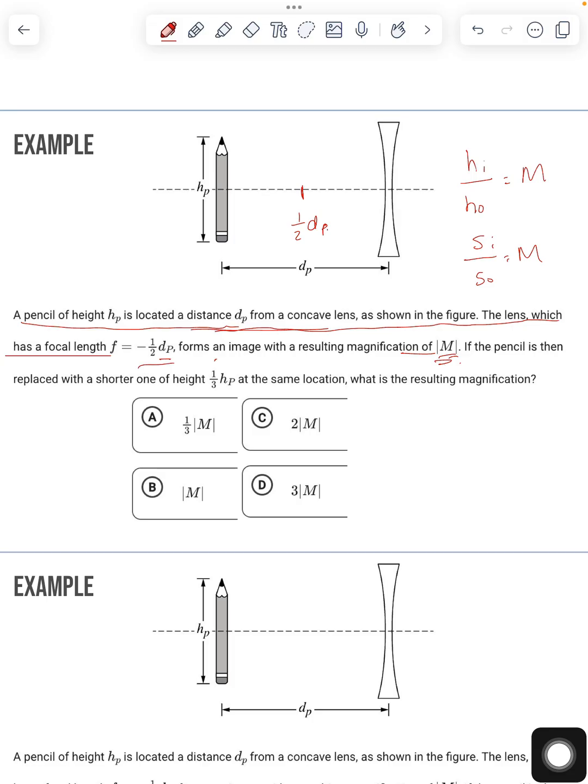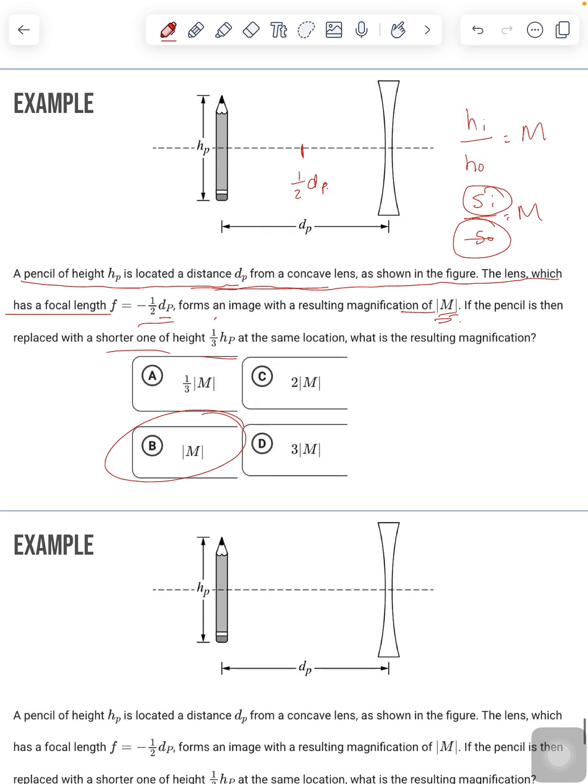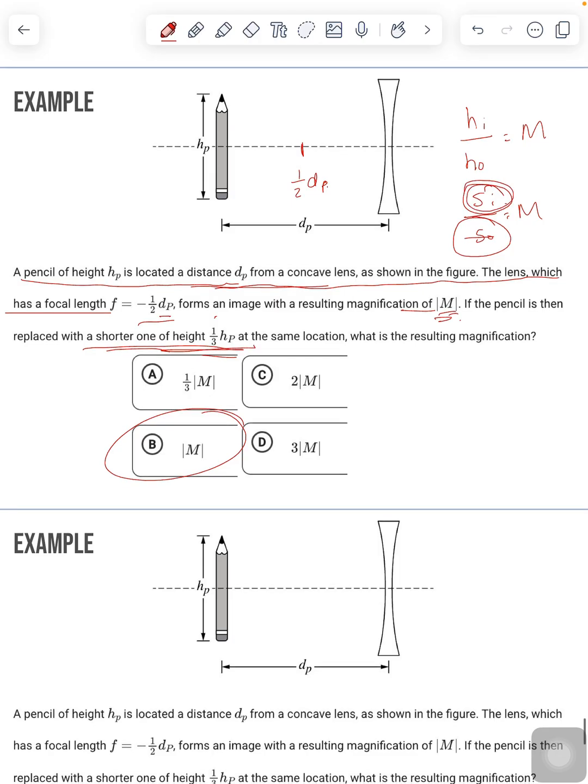Okay, so since we replace it with a shorter one, the image distance and the object distance are the same, so it's still going to have the same magnification. That is the answer here. I was thinking it was a little easier than that, but because it is hi over ho and si over so, the image distance and the object distance do not change even though we replace it with a shorter one, so it's just M.